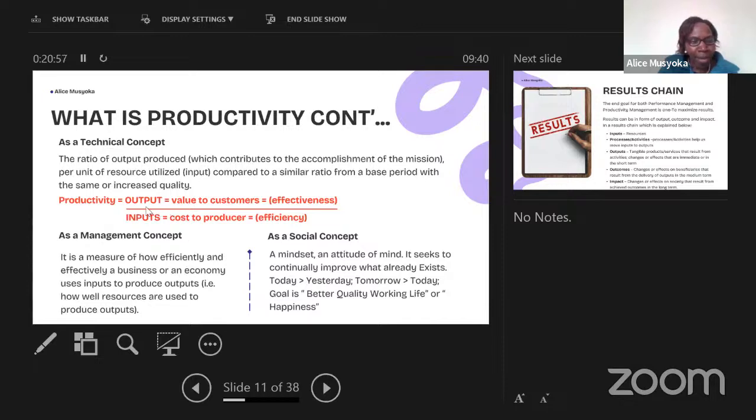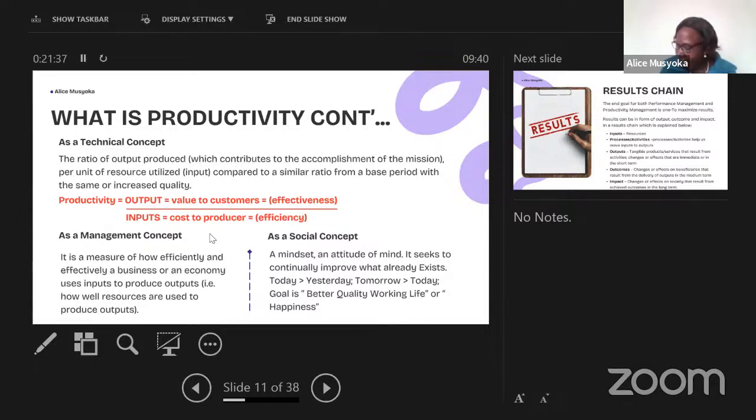Now, so far, if we look at output, for instance, or we can start with inputs, that is the denominator. What would we regard to be inputs in an organization? Come to think of your own organization. What are inputs? We know inputs can be labor, it can be capital, it can be raw materials, it can be energy, it can be time, it can be money. So all those are inputs.